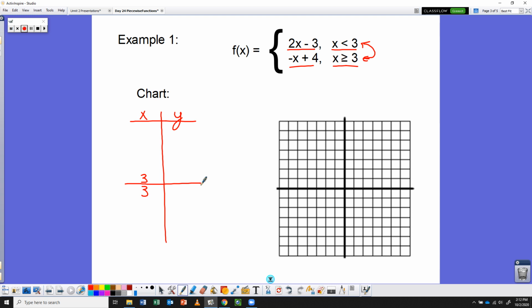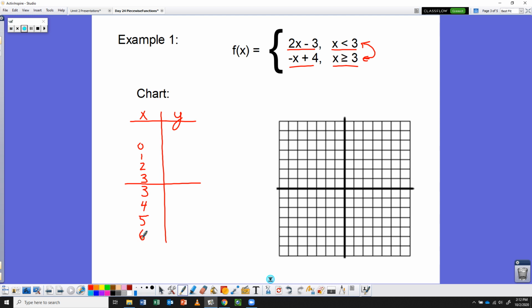I want to pick some x values on both sides of 3. So I'm going to want to pick some numbers in my chart that are less than 3, maybe like 2, 1, and 0. And I'd want to pick some numbers that are going to be bigger than 3, maybe like 4, 5, and 6. This is going to force your piecewise function to have to use both formulas. You want numbers on both sides of 3.